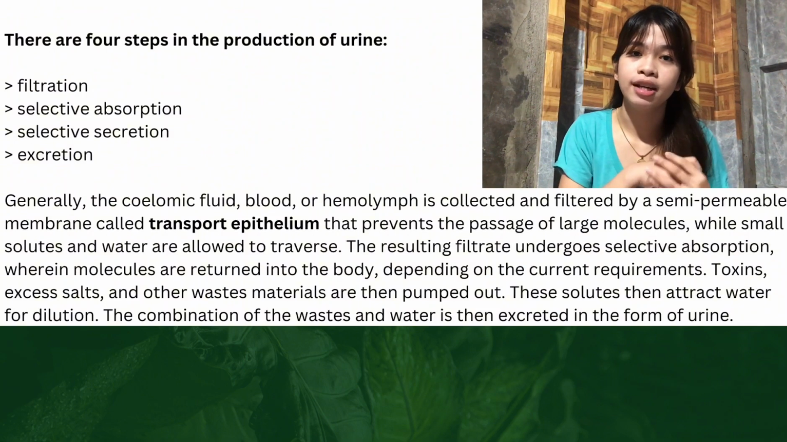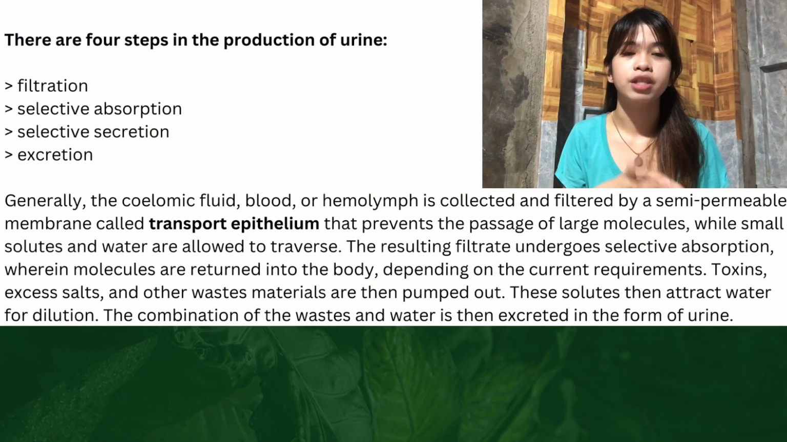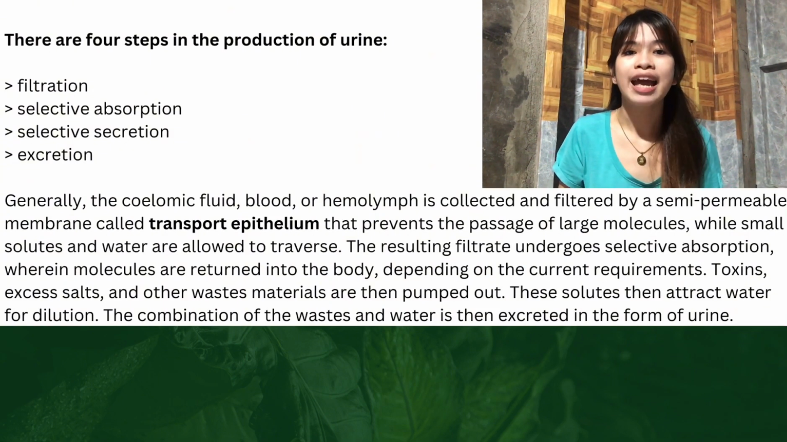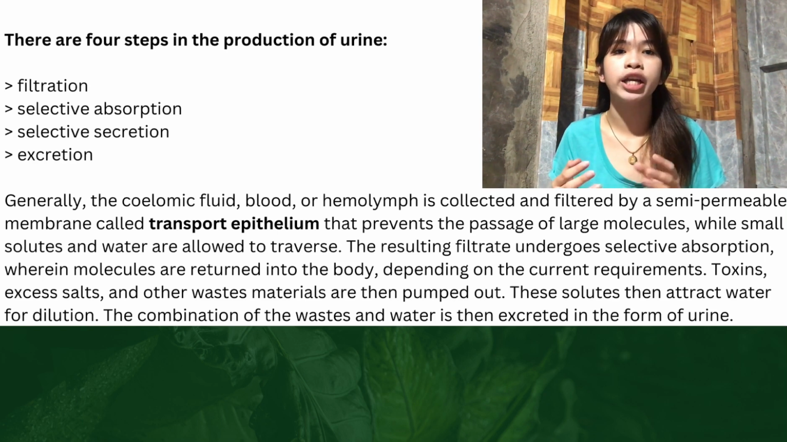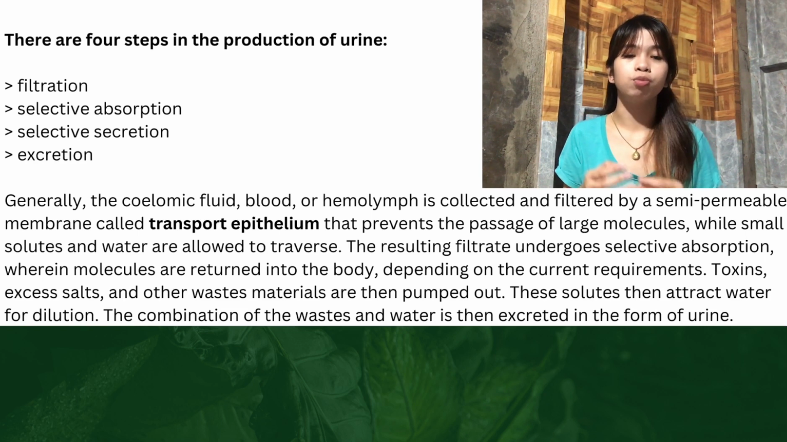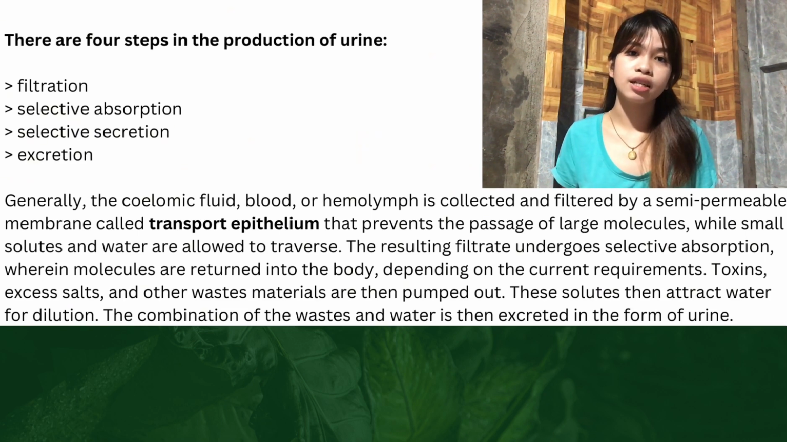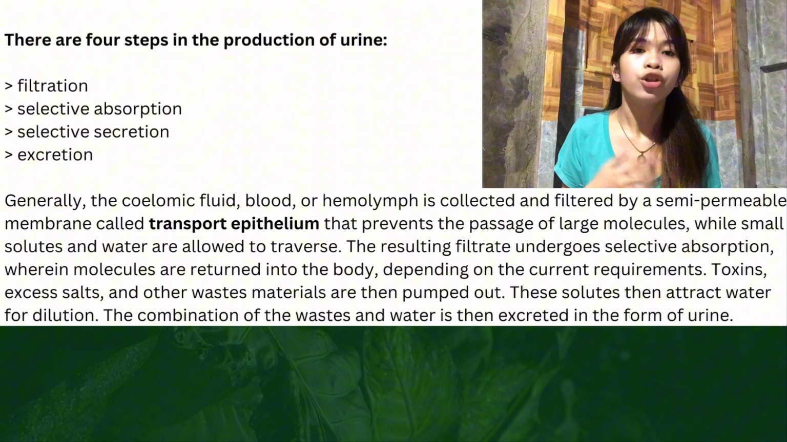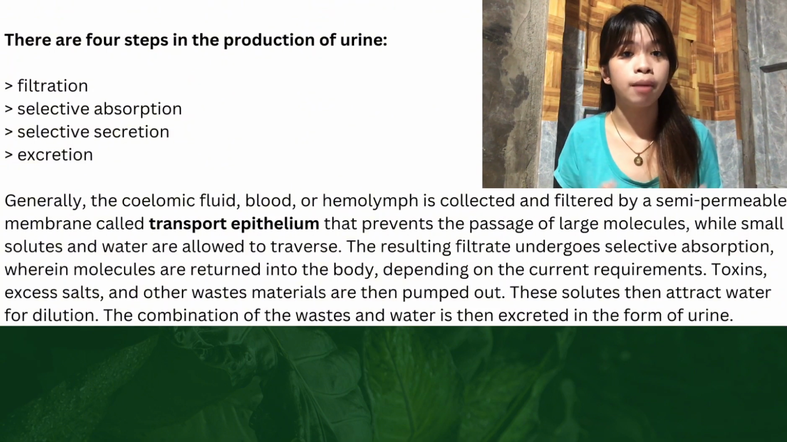The next step is selective secretion. This is the process of reabsorption and secretion of specific molecules from the glomerular filtrate by the nephron to produce urine. This process takes place in the renal tubular cells of the nephron.